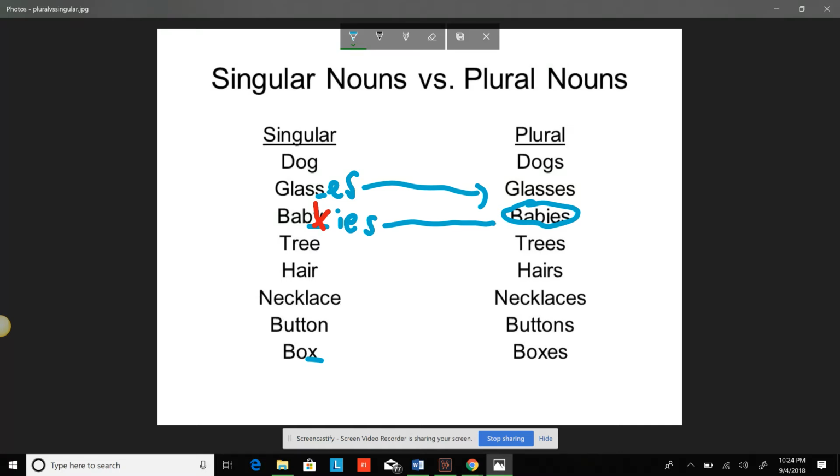All right, and then the last one, box. It ends with an X. There's not a lot of words that end with the letter X. So that means that we need to add an ES. We cannot make it look like this. This is not how we spell boxes. We need to be adding the ES because of the special letter X. So it should look like this.